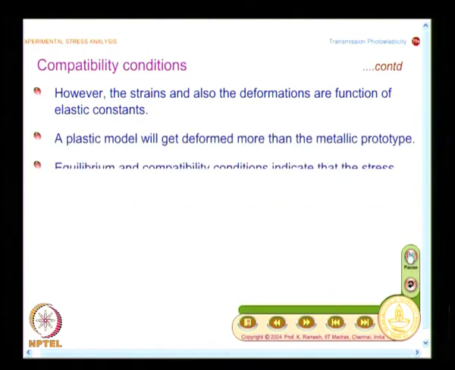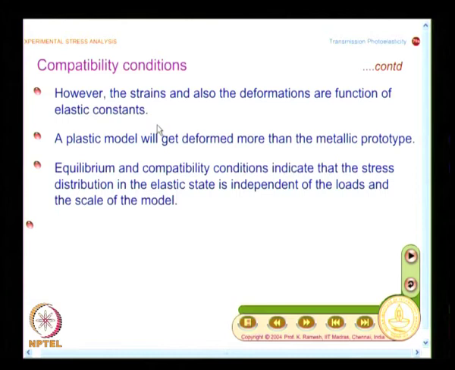And this is what is emphasized again. What you will have to know is, though the stress distribution and its magnitudes are the same in a 2-dimensional model when we consider body force as constant, the strains and also the deformations are functions of elastic constants. So, in essence, a plastic model will get deformed more than the metallic prototype, that you would see. But we will also learn similitude equations and how we load the model, what is the level of load that we should apply.